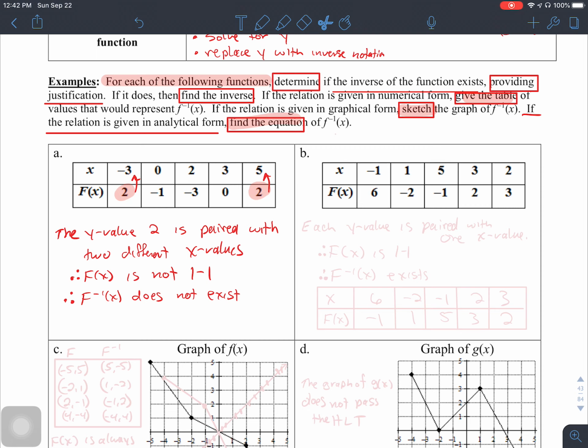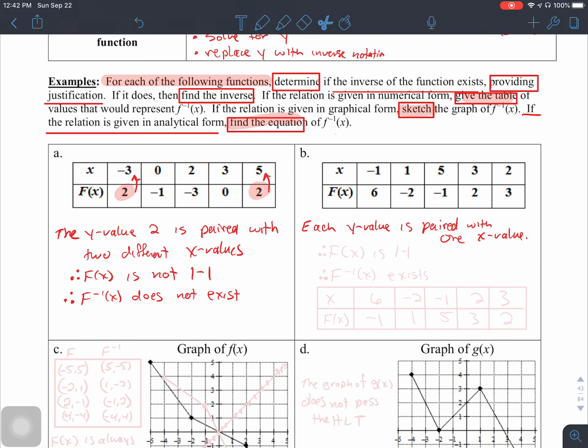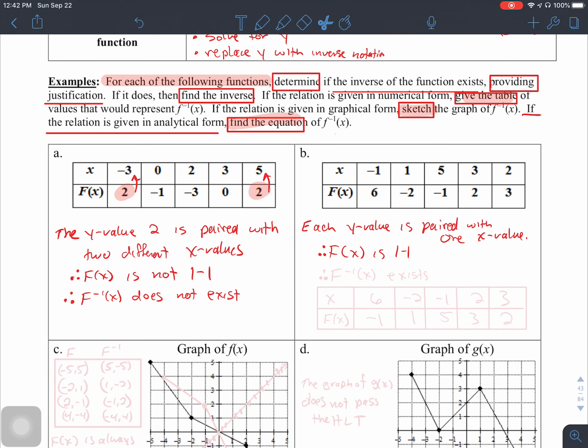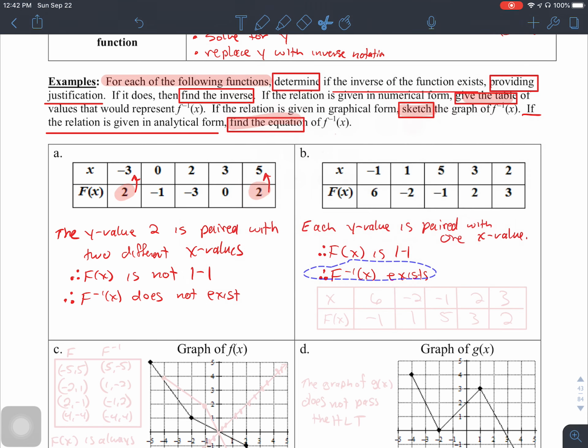Part B. Same question, same directions, different table. We already know it's a function because we're told that in the directions. Are there any repeated y values here? There are not. Each y value is paired with exactly one x value. What can we conclude from that? F of x is one-to-one. If it's one-to-one, that means f inverse exists.